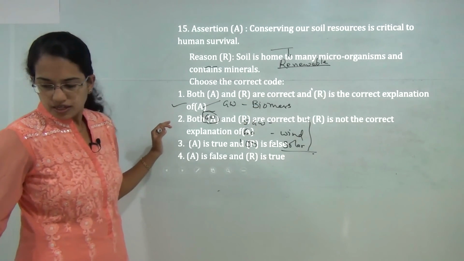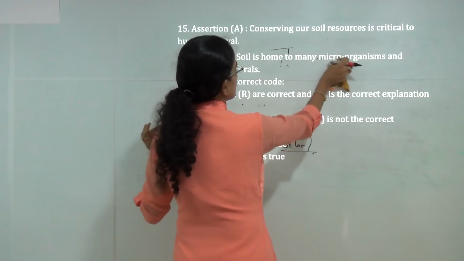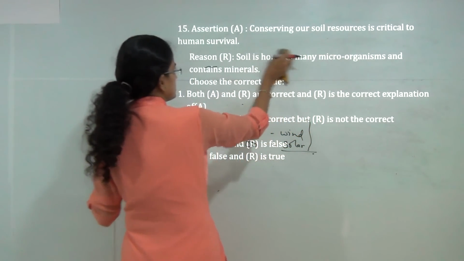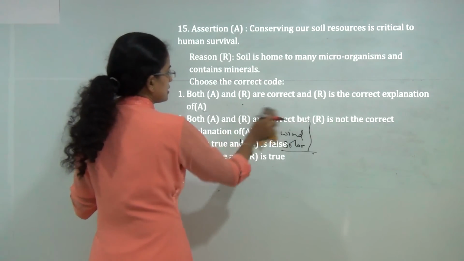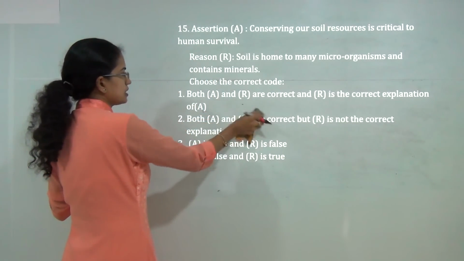Next question. Now this question is an assertion reason question. The assertion says conserving our soil resources is critical to human survival, but the reason says that soil is a home to many organisms and contains minerals.